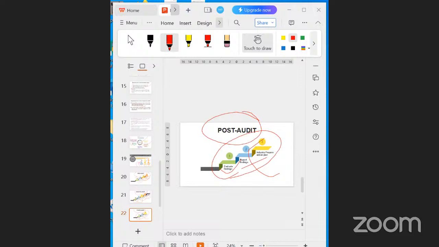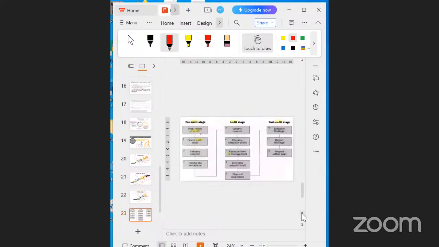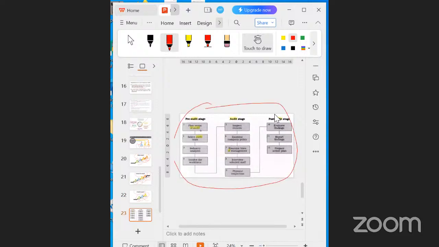Moreover, in this step they will recommend future audits, that is, they decide on the next environmental audit. Now you see this is the final one. This figure shows the different stages of environmental audit: the pre-audit stage, the audit stage, and the post-audit stage. So these are the stages.